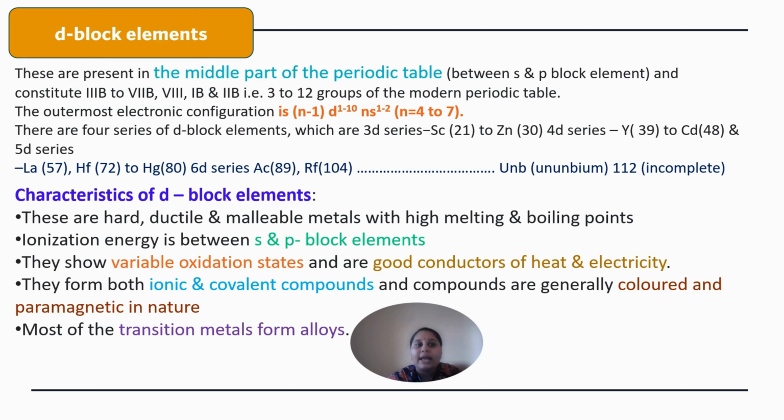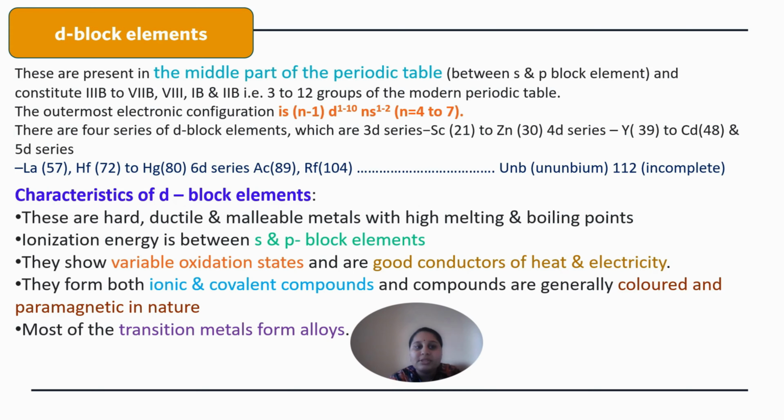These D block elements are present in the middle part of the periodic table, between S and P block elements, and they constitute 3B to 7B, 8, 1B, 2B, that is groups 3 to 12 of the modern periodic table. The outermost electronic configuration is (n-1)d1 to 10 ns1 to 2, where n is equal to 4 to 7.